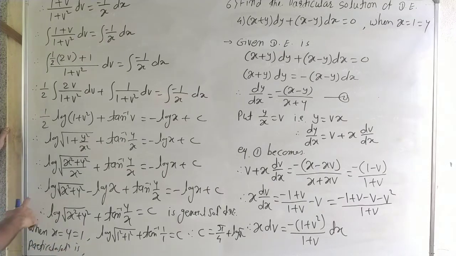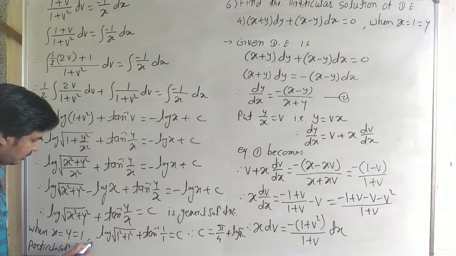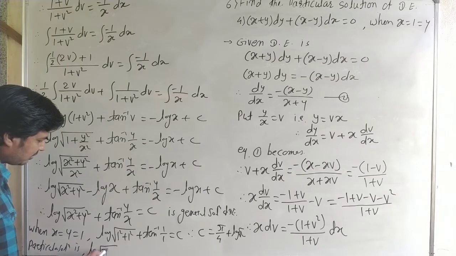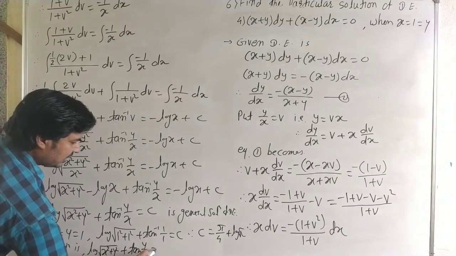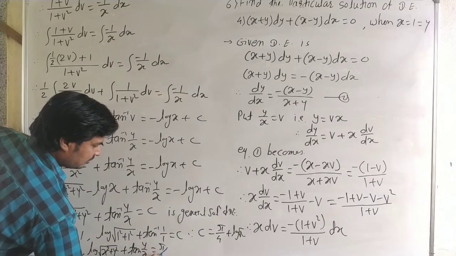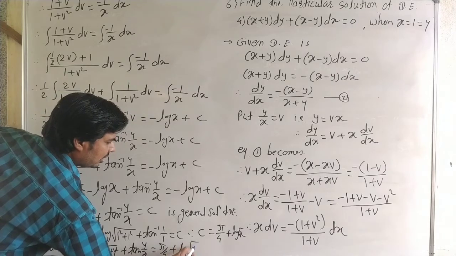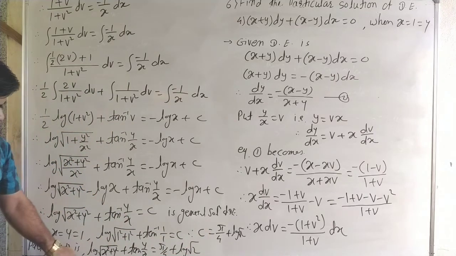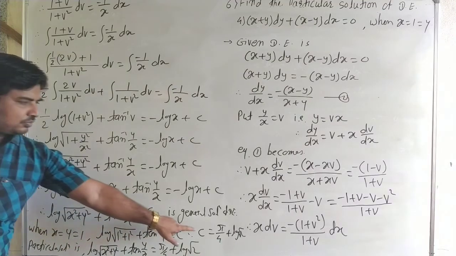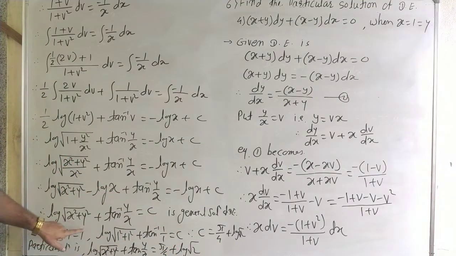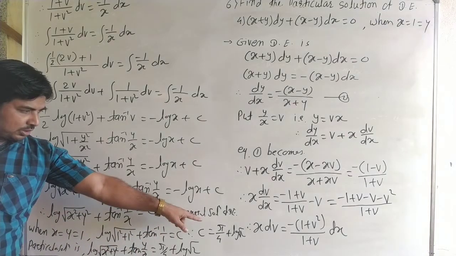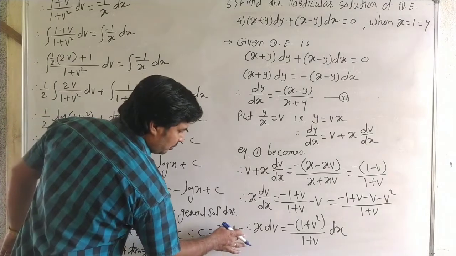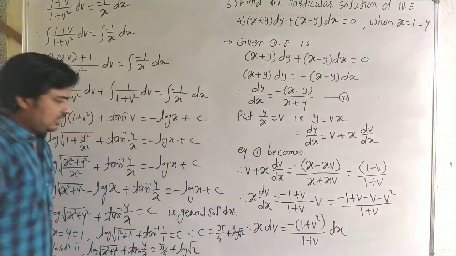is here. It is the general solution: log of under root x square plus y square plus tan inverse of y by x is equal to c. Only we write the value of c, when x is equal to 1 and y is equal to 1. It is x square plus y square, 1 square plus 1 square, it is 2. That means log under root 2, and tan inverse of 1 is pi by 4. Therefore pi by 4 plus log under root 2 is the value of c.